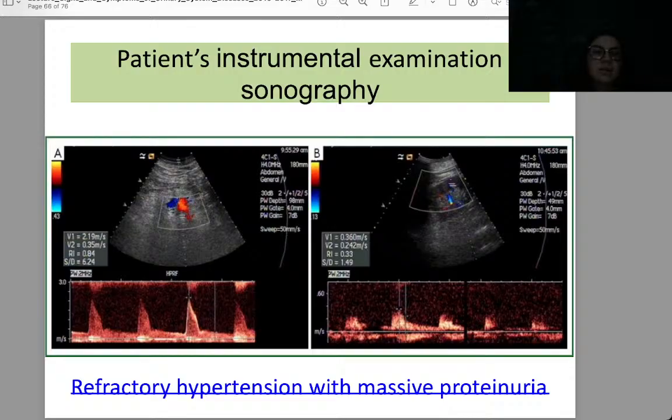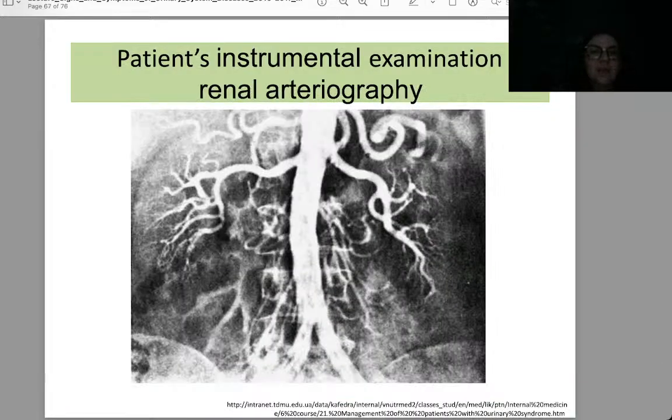Here is sonography of kidneys with Doppler ultrasonography of a patient with refractory hypertension and massive proteinuria. In such a way, it looks in renal arteriography, when contrast is injected into the artery system, and according to the X-ray picture, you see the picture of the abdominal aorta and renal arteries completely.